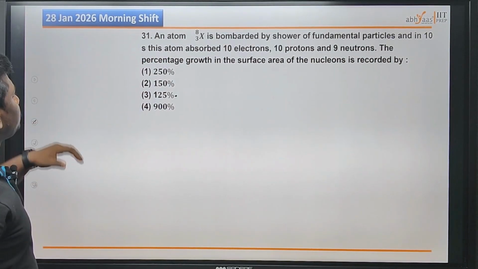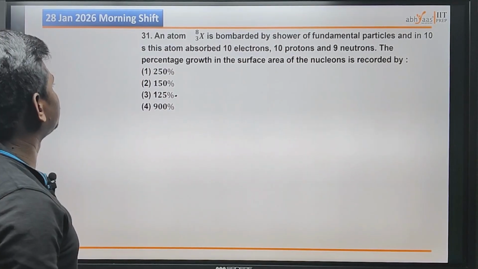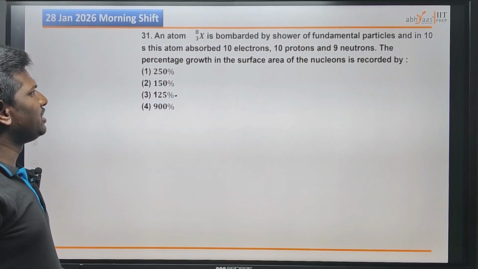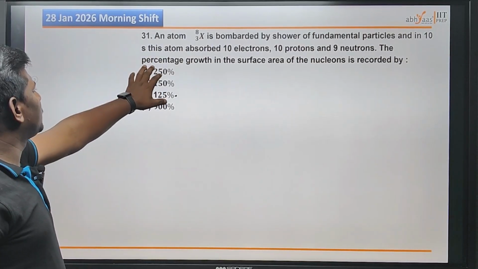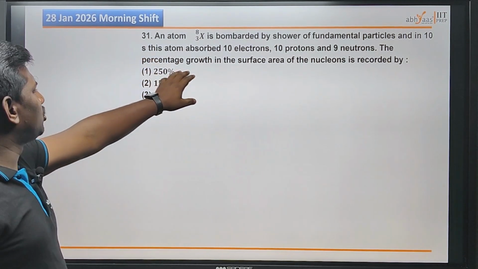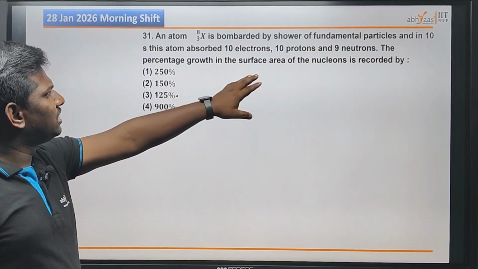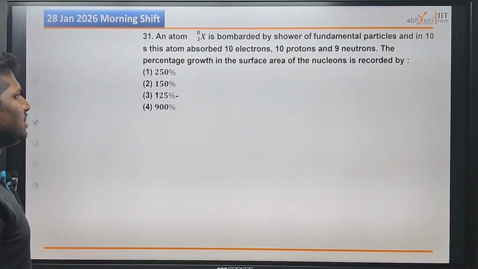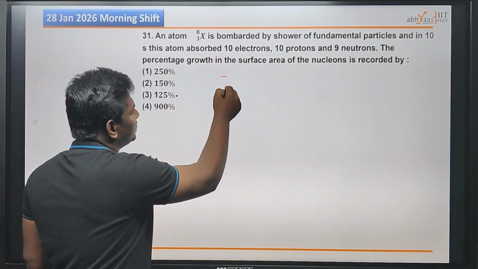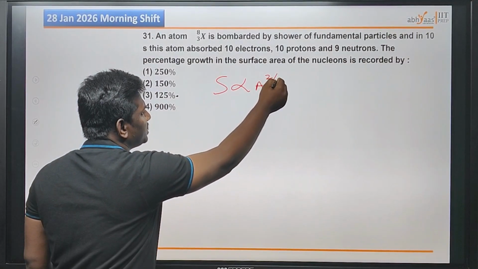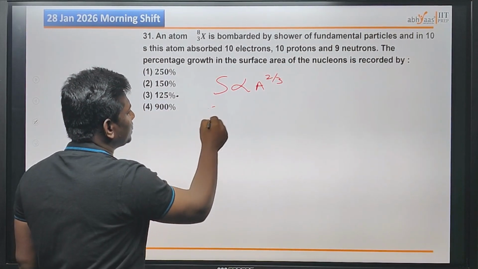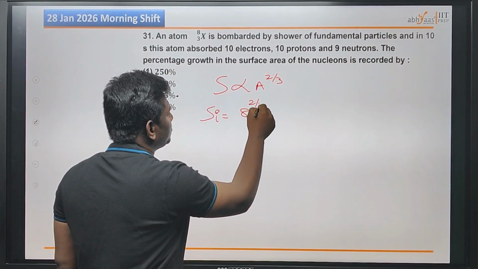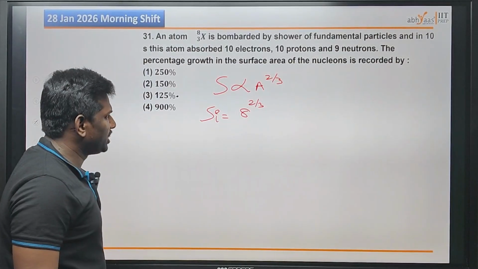See, an atom X they have given, bombarded by a shower of fundamental particles in 10 seconds. This atom absorbed 10 electrons, 10 protons and 10 neutrons. What is the percentage growth in the surface area of the nucleus? Surface area is directly proportional to A to the power 2 by 3. In the initial case, surface area equals 8 to the power 2 by 3.